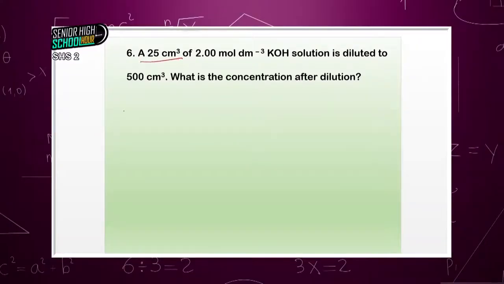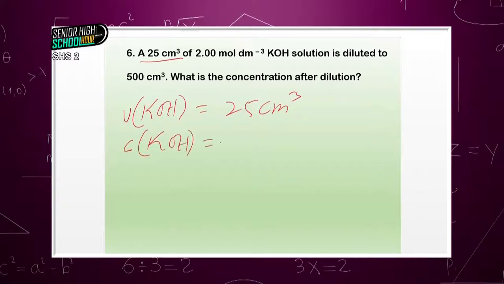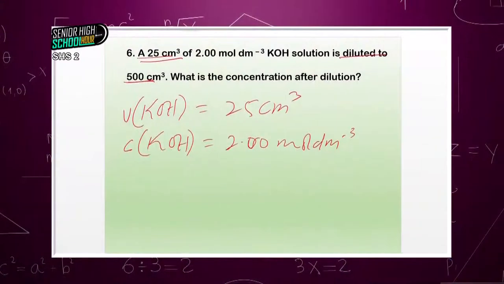Okay, so what do I have? I have volume of KOH to be 25 cm cubed. I have concentration of KOH, 2.00 mole per dm cubed. What else do I have? Now, they said that KOH solution is diluted to another volume. So there is another volume. If I have a volume and another volume, what should come into mind? See, diluted. So the principle of dilution should come to mind.